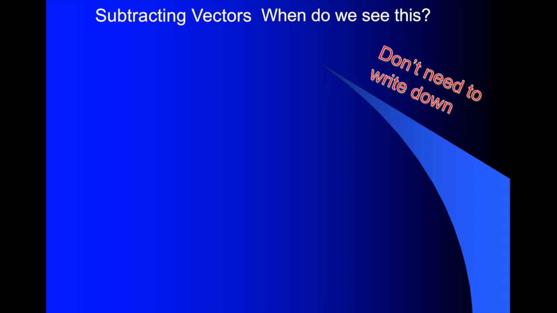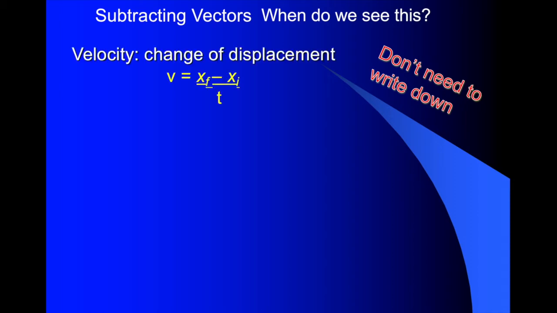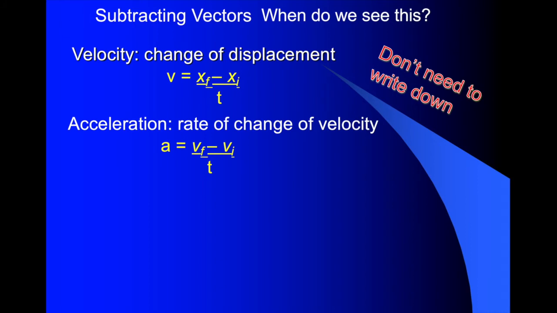Now, when you're subtracting vectors, you might be asking, when do we see this? When do we need to use this? When is this relevant? Whenever you're talking about velocity and the change of displacement, you're looking at your final position minus the initial. So your final minus the initial, this is when you would be subtracting your vectors, and this is all over time. Another one is acceleration, again the same thing: your final velocity minus your initial velocity all over time.